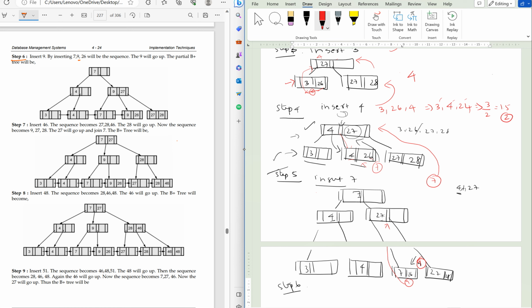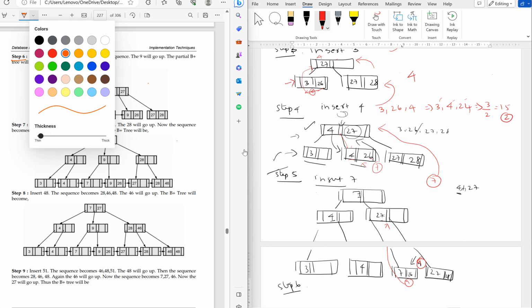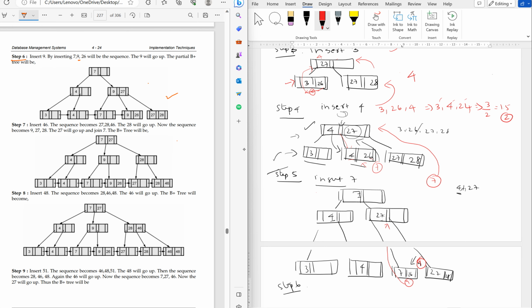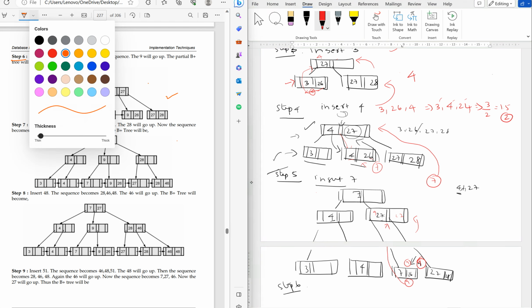So the tree will be modified in this way. Here they are trying to insert 9. Since it cannot be done, it goes up here. So this 9 here, 27 here. And then we have to maintain a copy of 9 here. So the same thing is happening here.